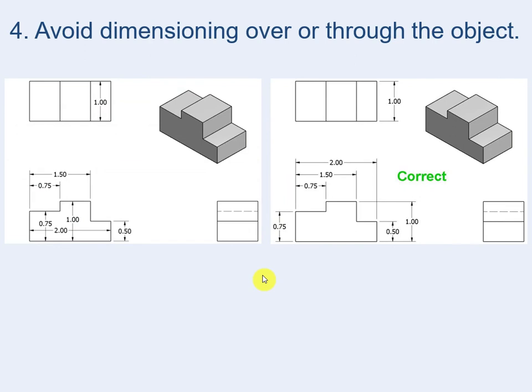Fourth, avoid dimensioning over or through the object. What does object mean here, guys? The multi-views. In this example, on the top view, we have the dimension of 1. This is inside the view and should be moved outside the view. Same thing for this height of 1, it should be moved outside the view. Same thing for this one and this one. So this is not correct, not recommended. This is the way we recommend to put dimensions, guys. All dimensions should be outside the multi-views, not inside the multi-views, whenever possible.